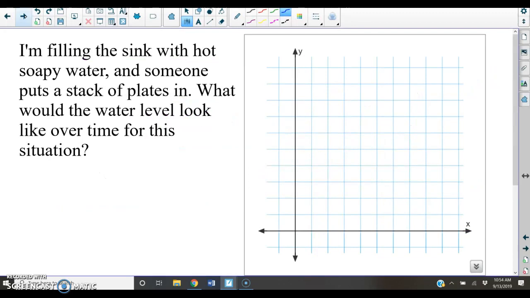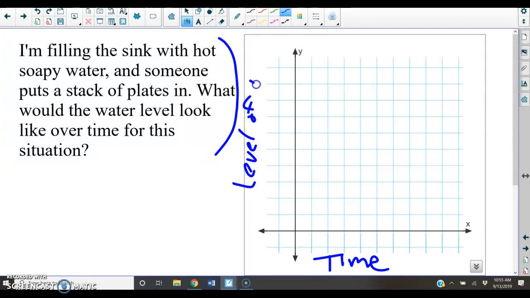Okay, so here we got some different things. We're going to look at filling the sink with hot soapy water. We're going to wash some dishes. So down across the bottom is the time. That's independent. We're telling them at 1 minute, 2 minutes, 3 minutes, whatever. And this would be the level of the water.